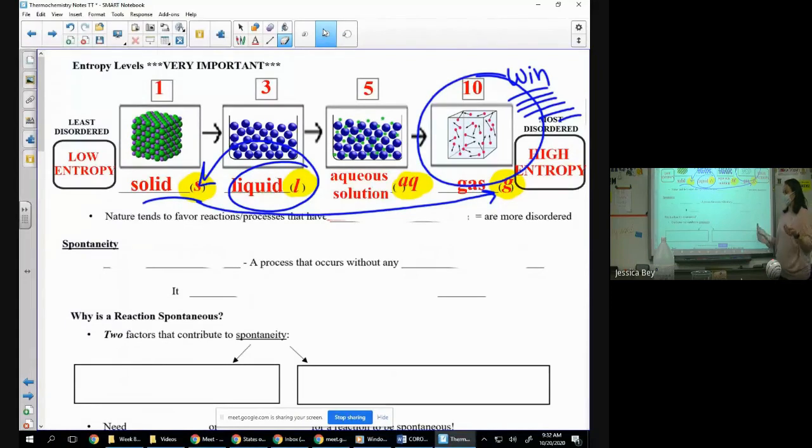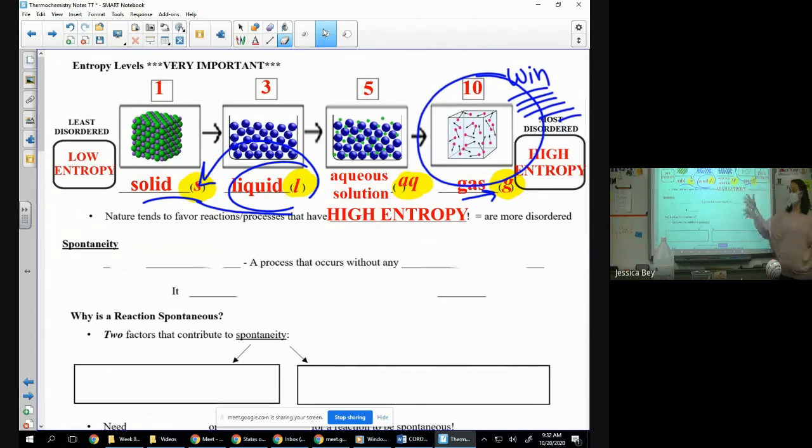So now, this is what you're going to explain to your parents. You're like, well, listen, I go ahead and I clean my room. And then all of a sudden it's in a high state of entropy again. That is because nature tends to favor reactions that have high entropy. Nature loves disorder. You organize your room, it's a hot mess. You clean out your folder, it becomes a hot mess. Nature prefers chaos. Nature prefers disorder. Does that make sense?